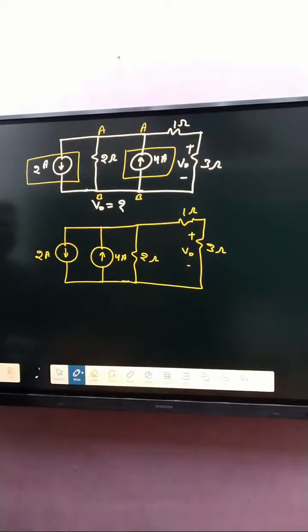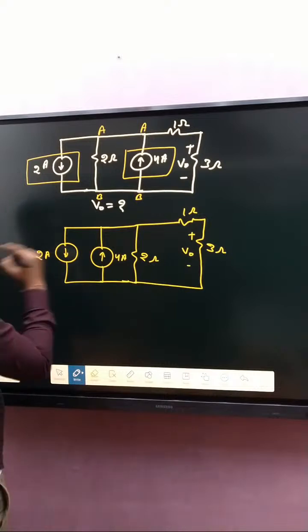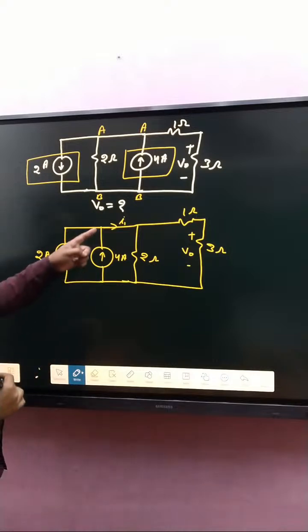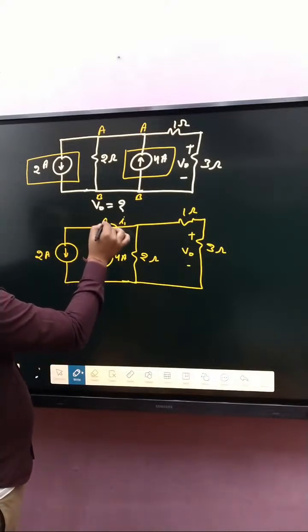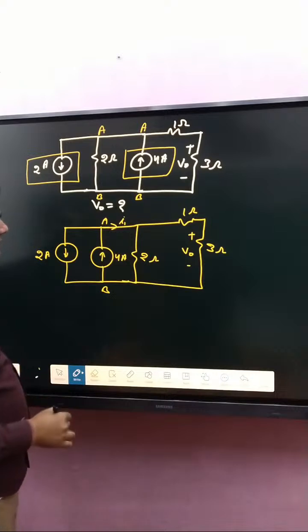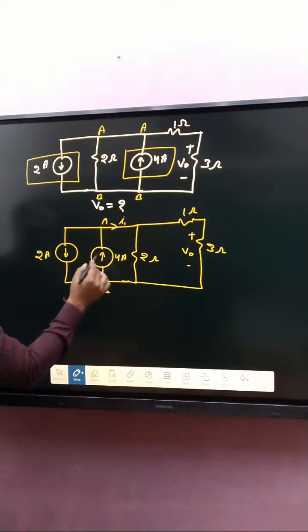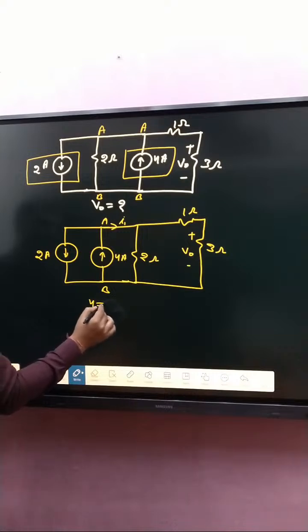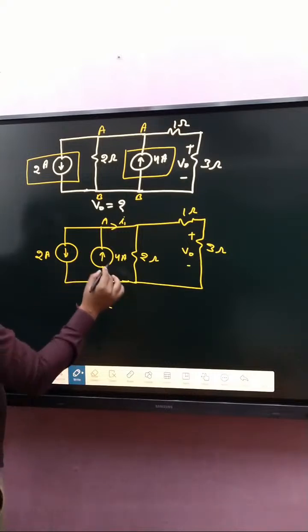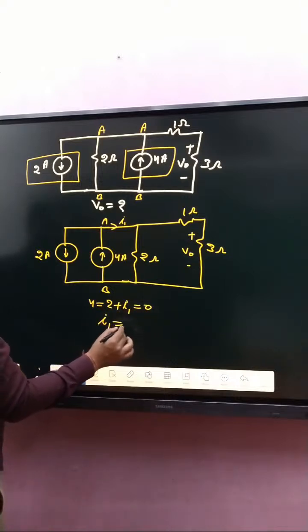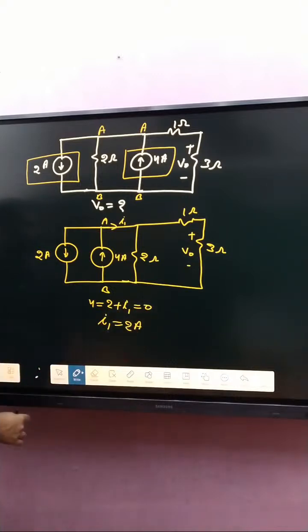So basically, if you determine I1, apply KCL at that point, which is A, and that point is B. Incoming current how much? Only 4 ampere. Outgoing current 2, and I1 is equal to 0. So I1 basically is 2 ampere. Okay, I1 is basically 2 ampere.